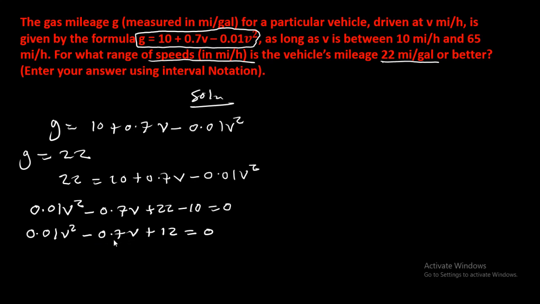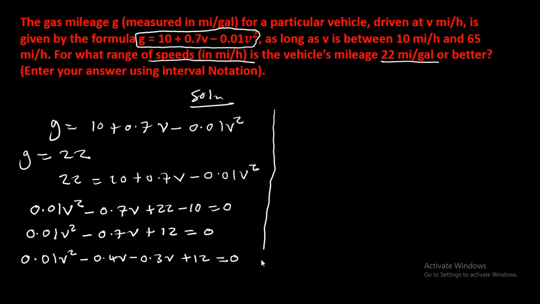So assume that we expand this into two components, whereby we can say 0.01v squared minus 0.4v, and then minus 0.3v plus 12 is equal to 0. Because we know that negative 0.4v minus 0.3v will simply give us negative 0.7v. Then we can factorize by grouping.